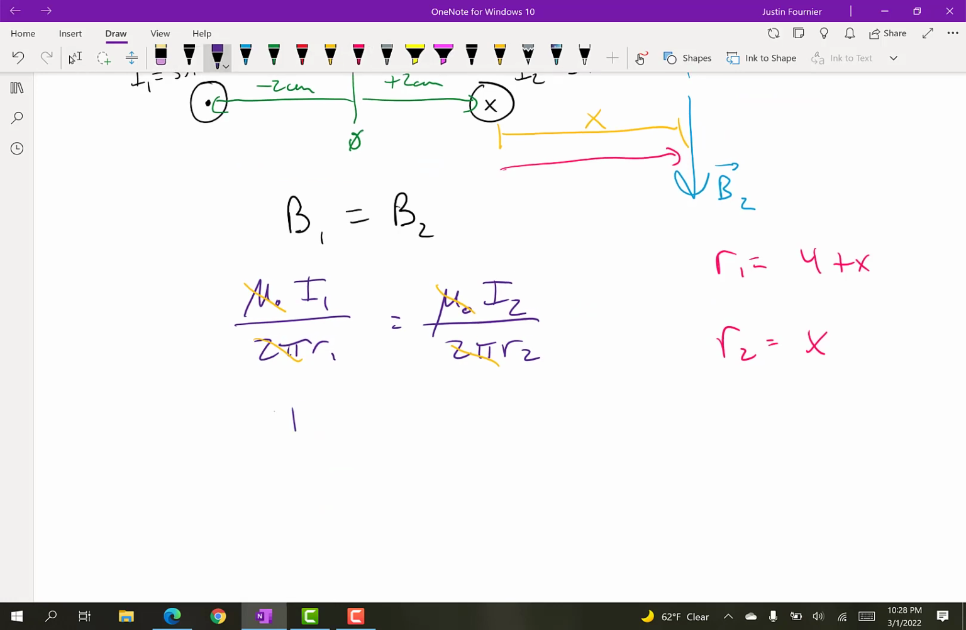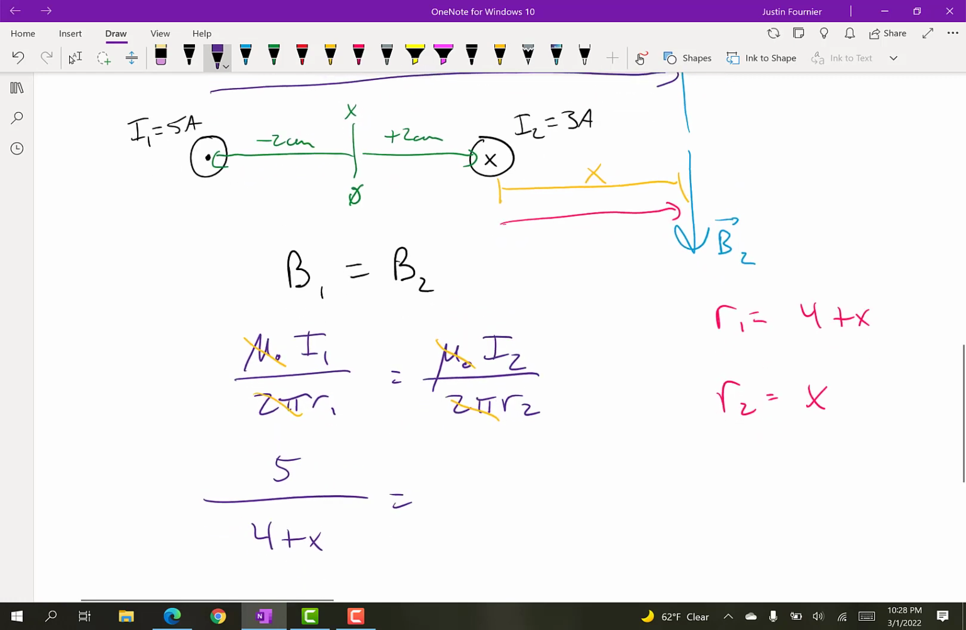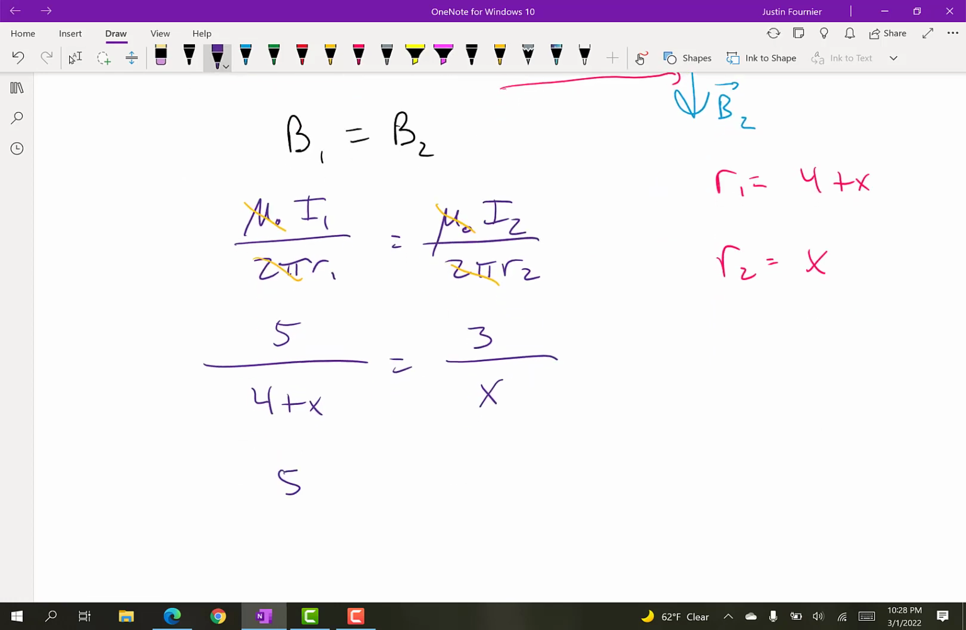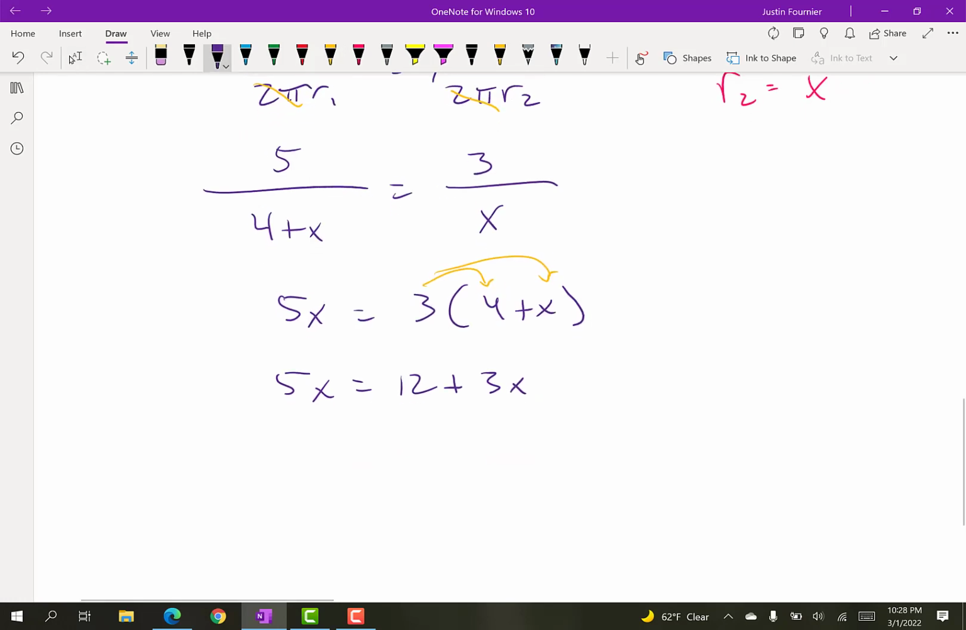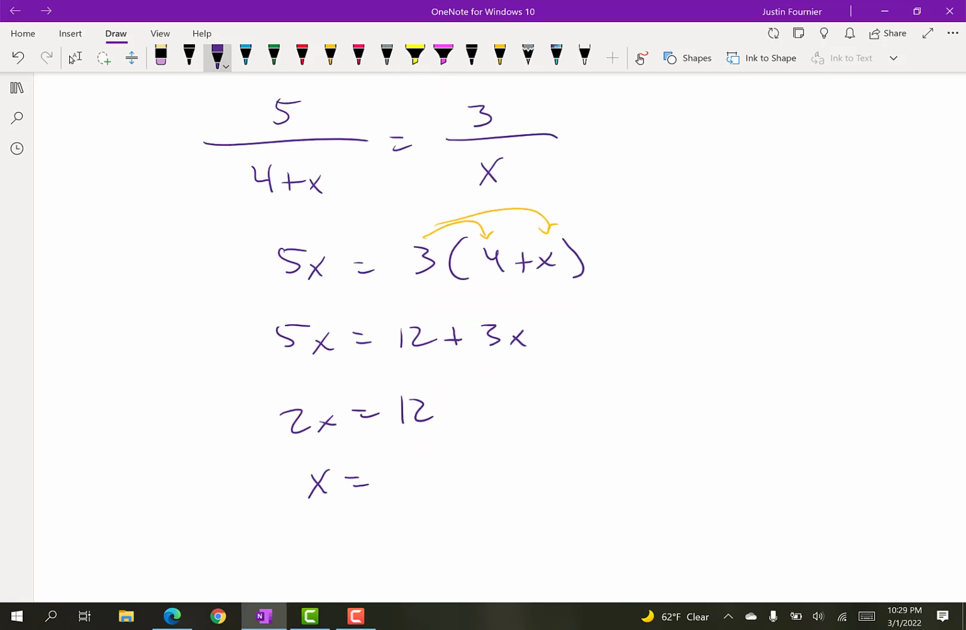And so now I can get I1, which is 5, over R1, which is 4 plus x, and then equals I2, which is 3, over R2, which is just x. So again, cross multiply, I'll get 5x equals 3 times 4 plus x. The 3 distributes, and I get 5x equals 12 plus 3x. Subtract 3x from both sides. That's 2x equals 12, or I get x equals 6.